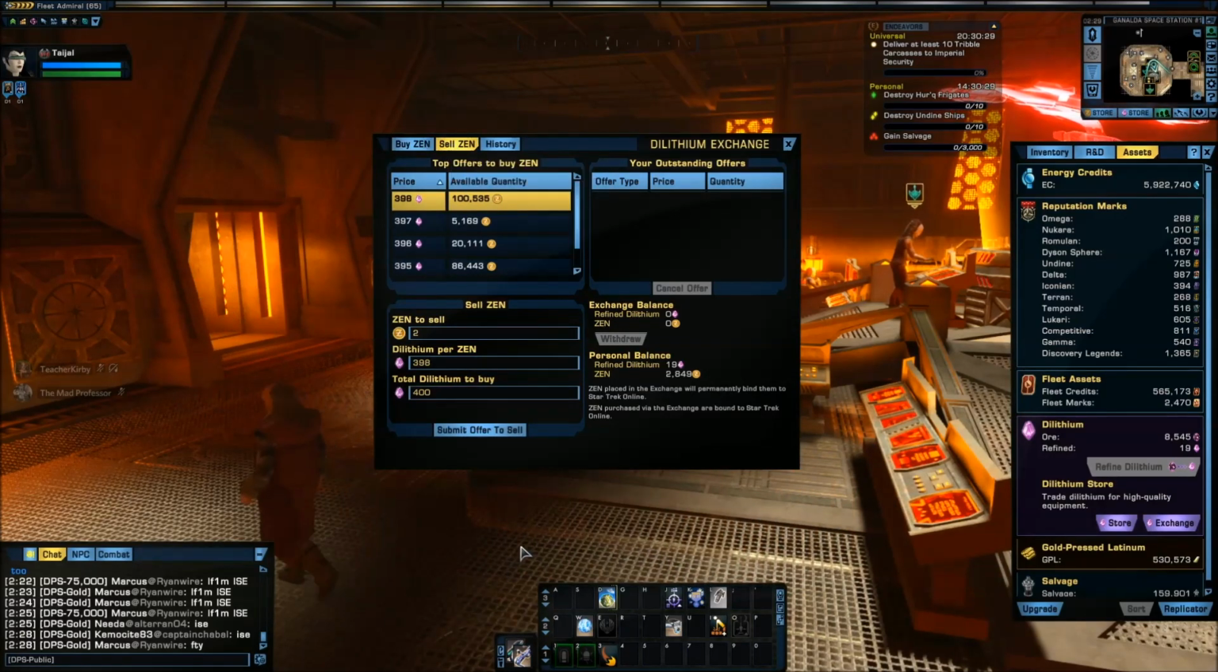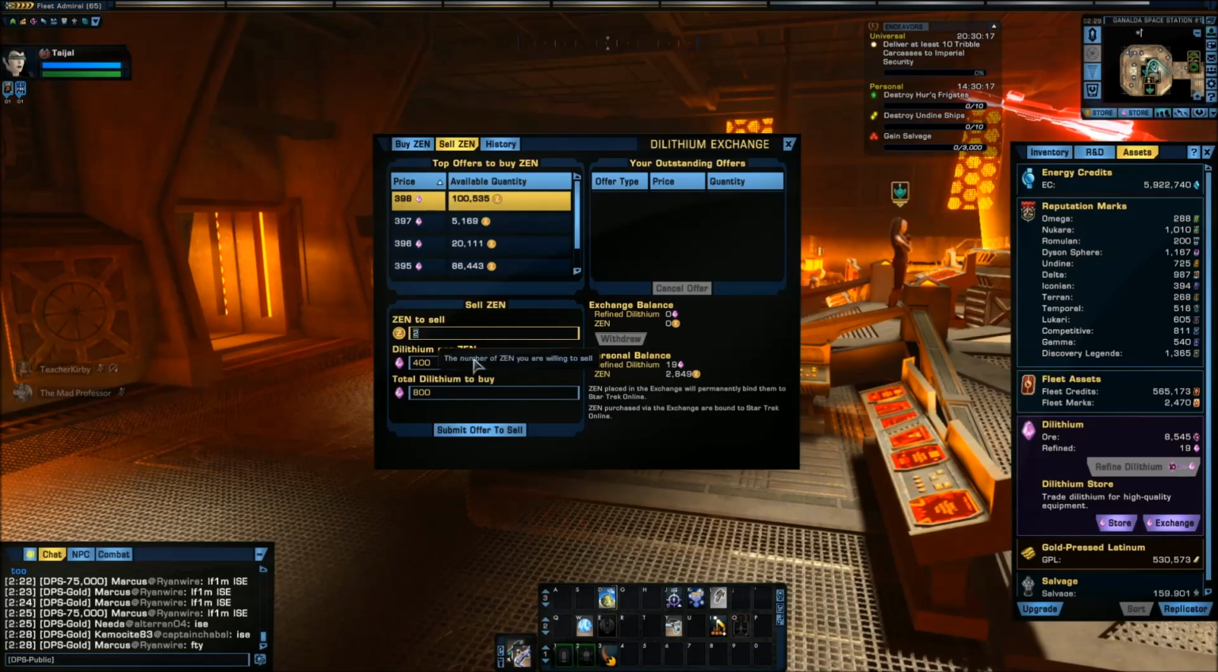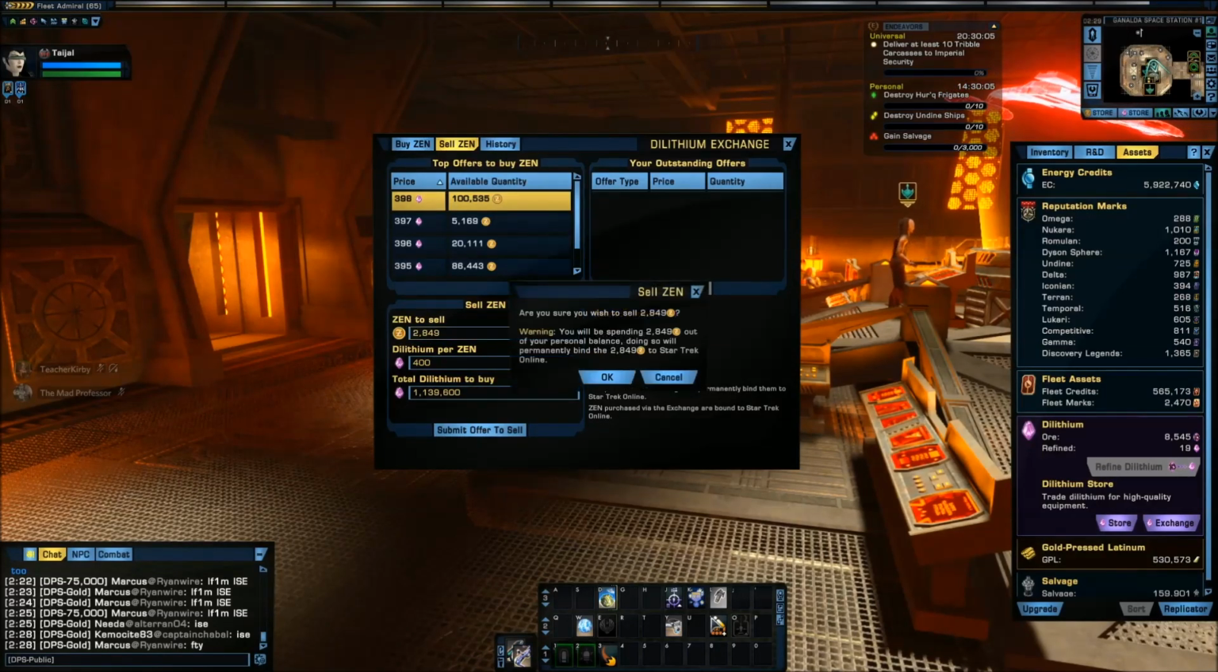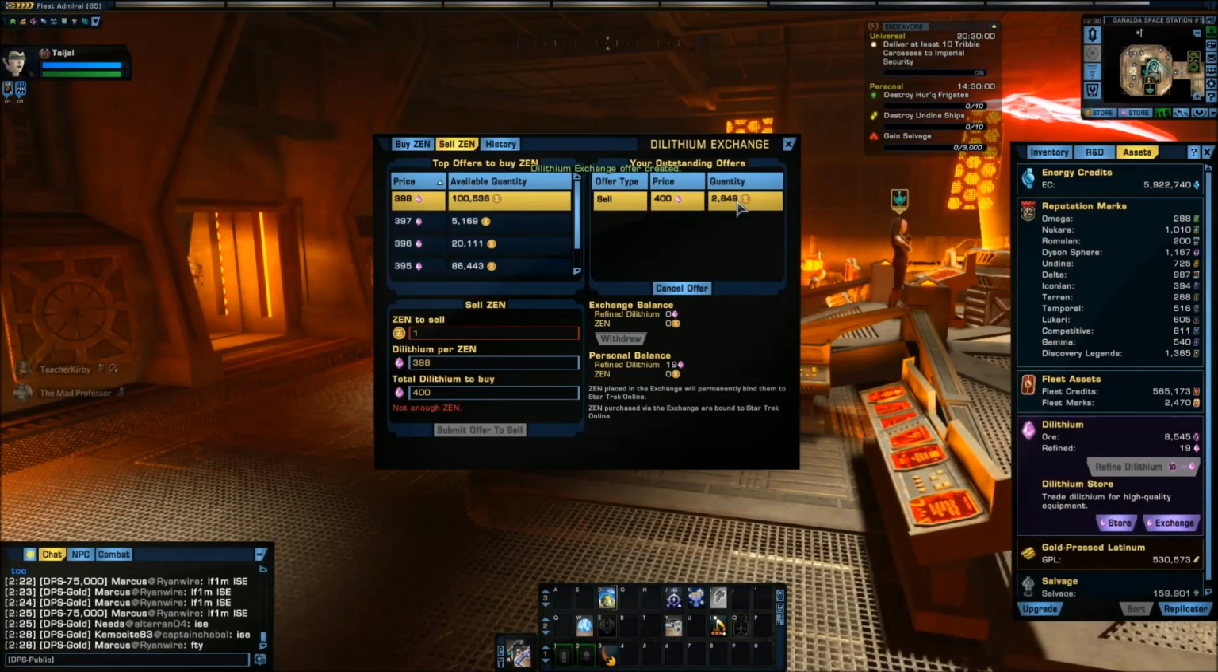Okay, so for this case, since I want to sell my Zen, notice I'm on the sell Zen tab, but for dilithium per Zen, I've typed in 400. And then I'm going to put in the amount of Zen I want to sell. It's always best to do as much as you can. In this case, I always put in as much as I have. So I'm going to offer that up. So now I've put up all of my Zen, 2,849, at 400 dilithium per Zen.